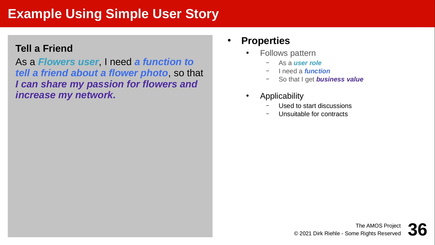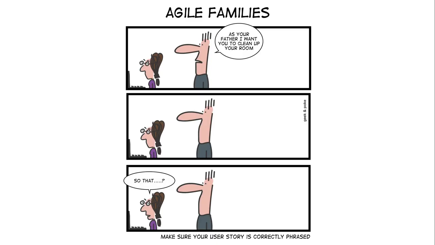So here is the simple user story that you already know. As a flowers user, so the example, I need a function to tell a friend about a flower photo so that I can share my passion. As you know, as a user, I get some functionality so that I get business value out of it. That's the sentence template of the user story. Great for starting discussions, really unsuitable for contracts.